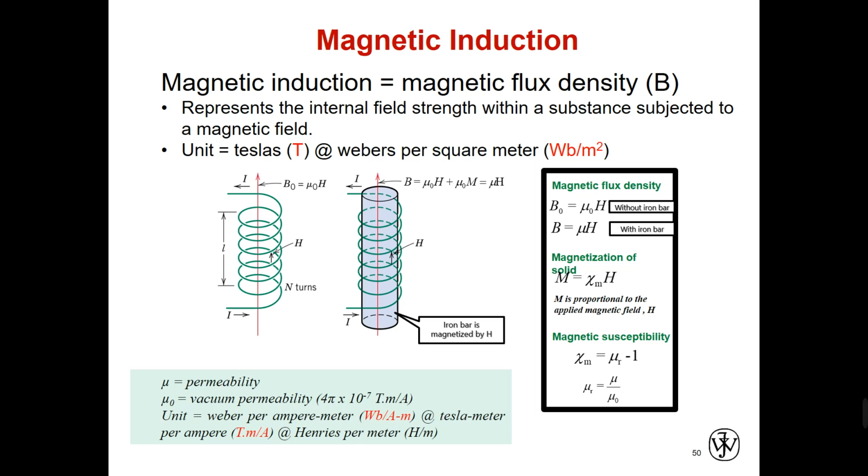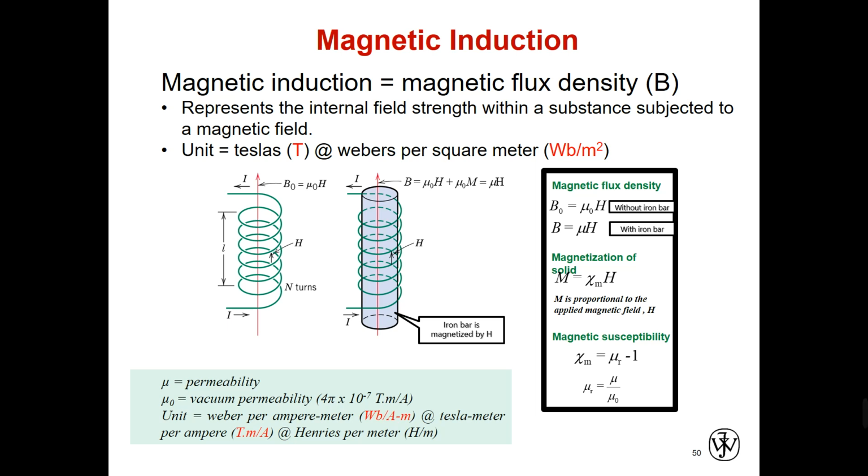Magnetic induction is equivalent to magnetic flux density, or B. Later we will look into the relation between B, magnetic flux density, and magnetic field strength H. So magnetic flux density B represents the internal field strength within a substance subjected to a magnetic field. The unit is Teslas, T, or Webers per square meter, Wb/m2. And this is the example of an iron bar magnetized by H.